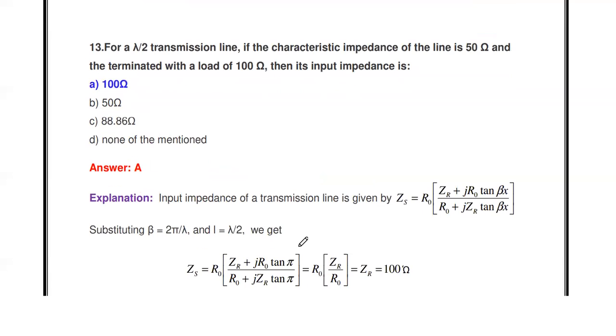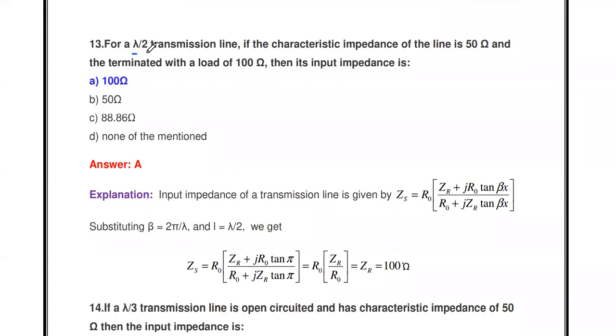Then the next question: for a λ by 2 transmission line, the characteristic impedance is 50 ohms and terminated with a load of 100 ohm, then its input impedance is dash. Okay, so here what are the data given? Two data given. One is the characteristic impedance Z0. Another one is the load value ZR. So we have to find out the input impedance.